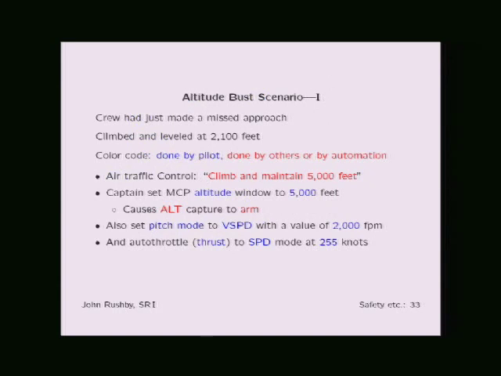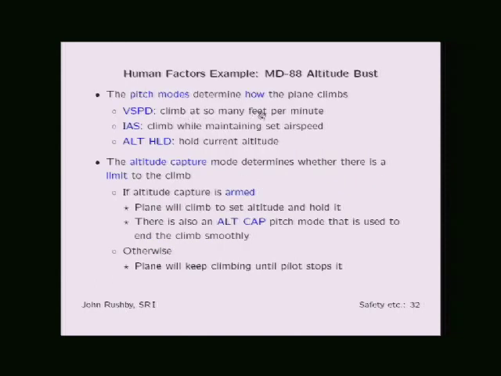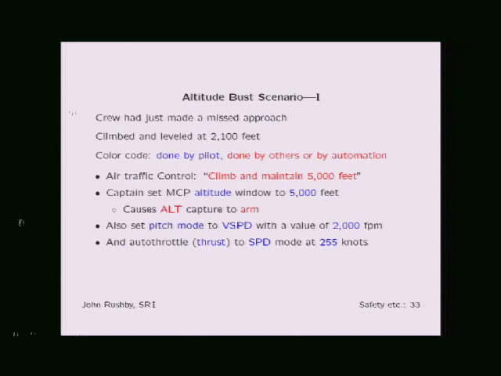Then the pilot is now setting the speed of the climb. Right, it's climbing from 2,000 to 5,000. So the pilot sets the pitch mode, sets the vertical speed. The pitch mode goes to this vertical speed mode with a speed of 2,000 feet per minute. So it's climbing at 2,000 feet per minute. Then the pilot also sets the throttle, so this is the airspeed to so much. It's not so important.